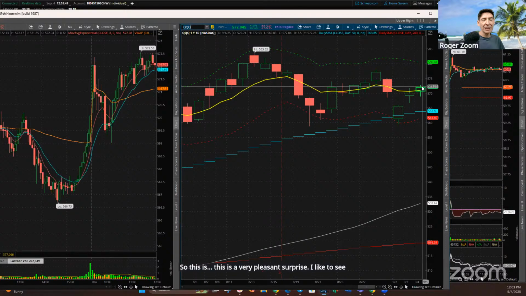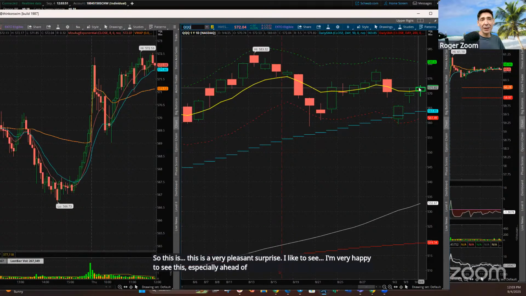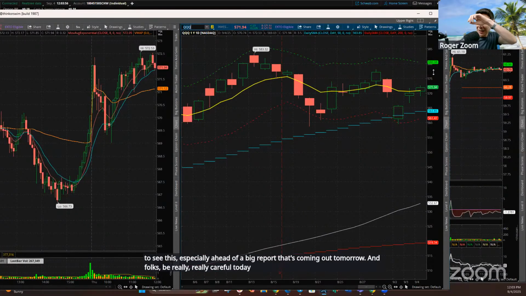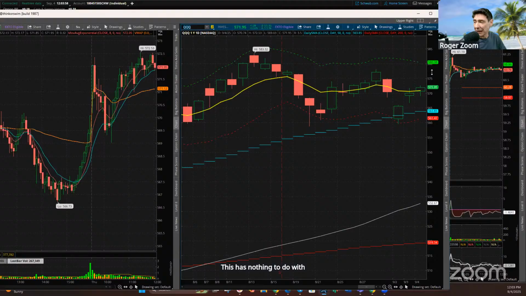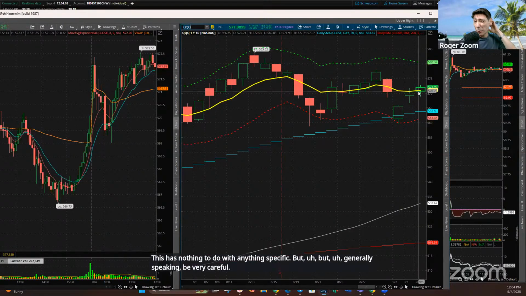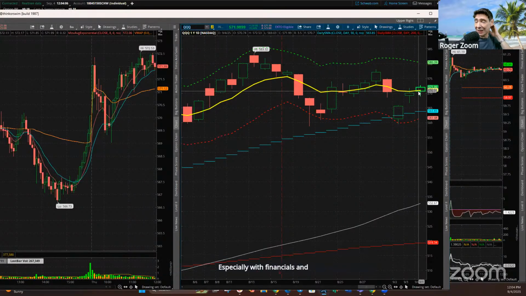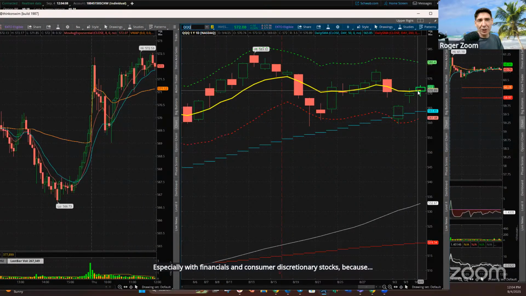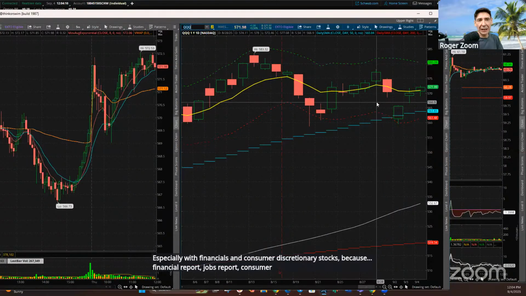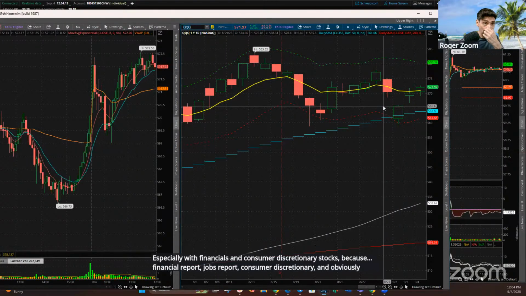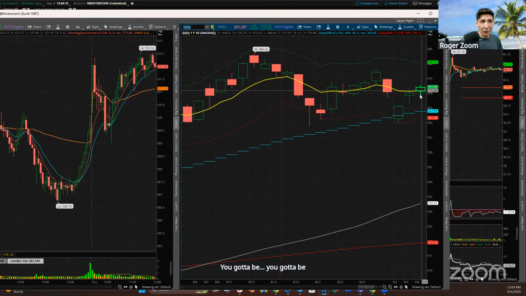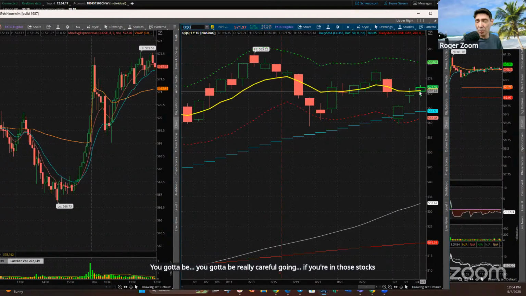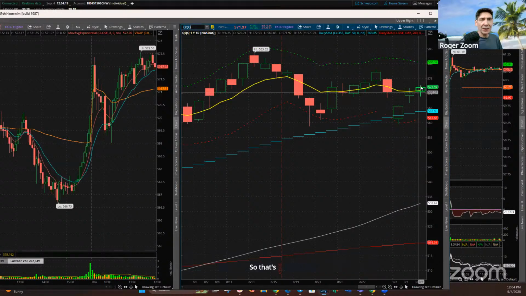I'm very happy to see this, especially ahead of a big report that's coming out tomorrow. And folks, be really, really careful today. Generally speaking, be very careful, especially with financials and consumer discretionary stocks, because of the jobs report. So you've got to be really careful if you're in those stocks going into tomorrow. So that's really the only thing that's surprising me. Other than that, nothing really surprising.